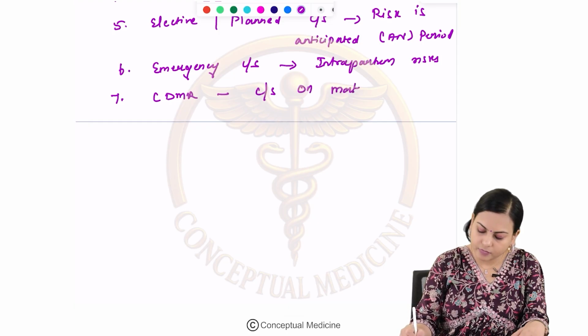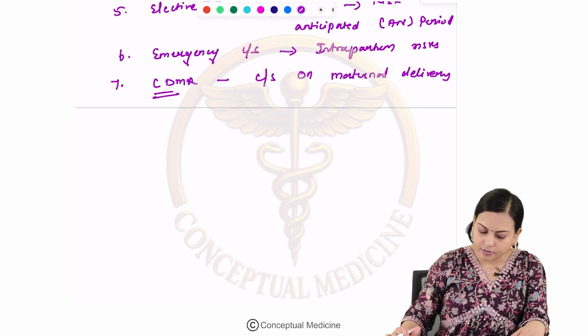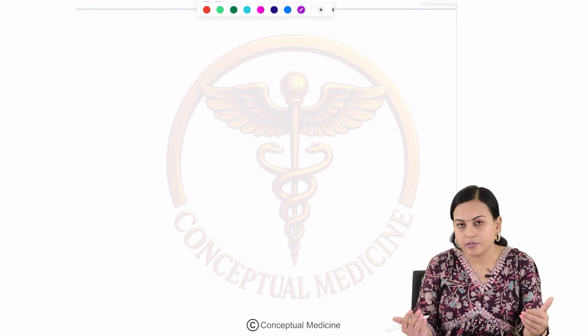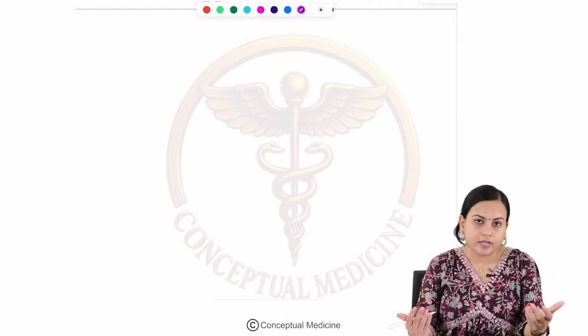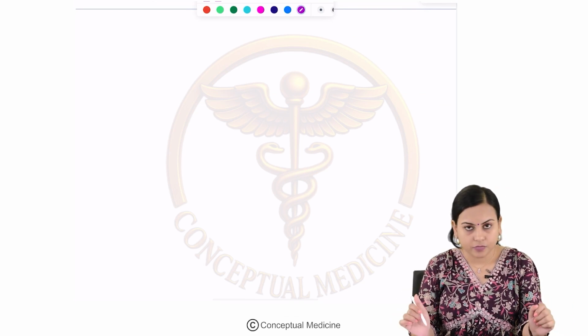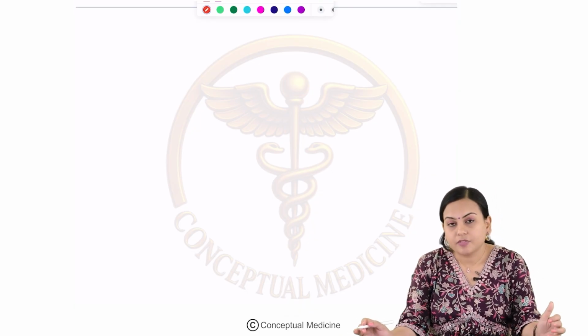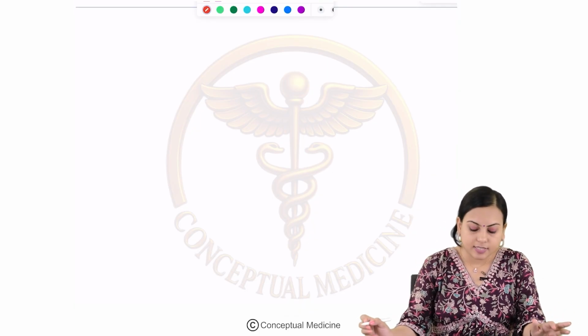Cesarean delivery based on maternal request means that without any known obstetric or fetal indication, we perform Cesarean section only according to the maternal request. Now let us see some of the common indications for Cesarean section.